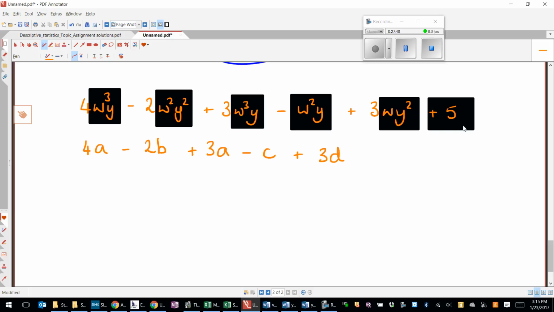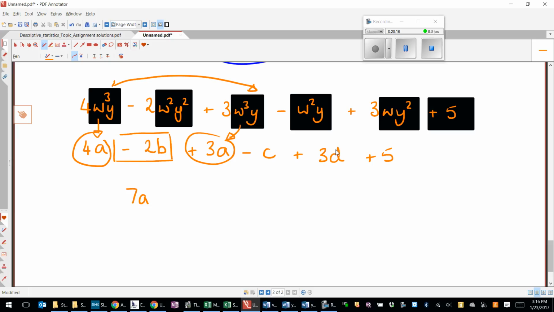That's a good idea. Okay, so this one is an A, and because that one and that one are the same, they have to both be A's. So I can collect those like terms, and it becomes 7A, whatever A is. Now we've got B, so I've got minus 2B, there's no other B. That's a D. Then I've got minus C plus 3D.